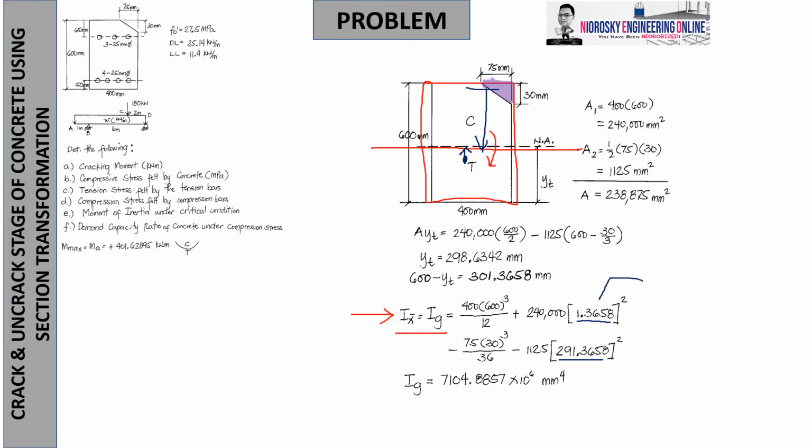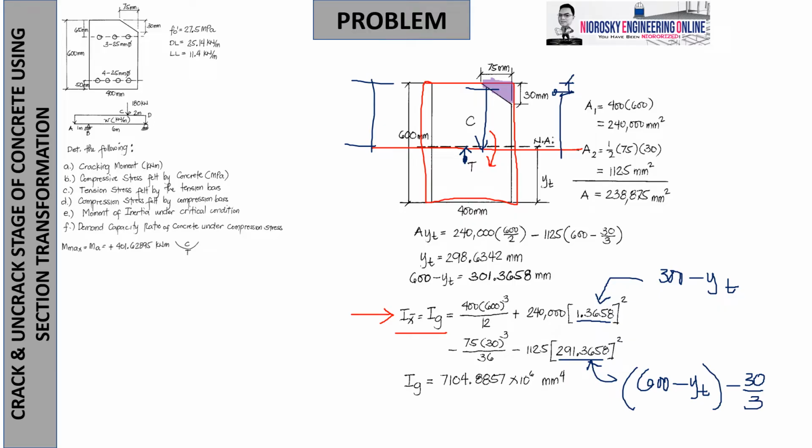How do we get that, for a quick review? I get 1.3658 by taking half of the full rectangle, which is 300, minus the distance y sub t. While I get the 291.3658 by getting 600 minus y sub t, then it is deducted by a value of 30 over 3. I can take the rectangle as a whole first, then deduct the centroid of this triangle for me to get this distance.